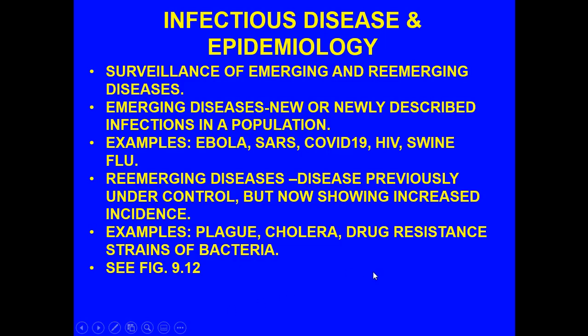Now, when we talk about surveillance of emerging and re-emerging diseases, an emerging disease is a new or newly described infection in a population. You got a bunch of them, okay? SARS, which is the severe acute respiratory syndrome, Ebola, COVID-19, HIV, swine flu, these are all examples. Re-emerging diseases, though, are diseases that previously were under control but now show increased incidence. Drug-resistant strains of bacteria, cholera, plague, each one of these has popped up.